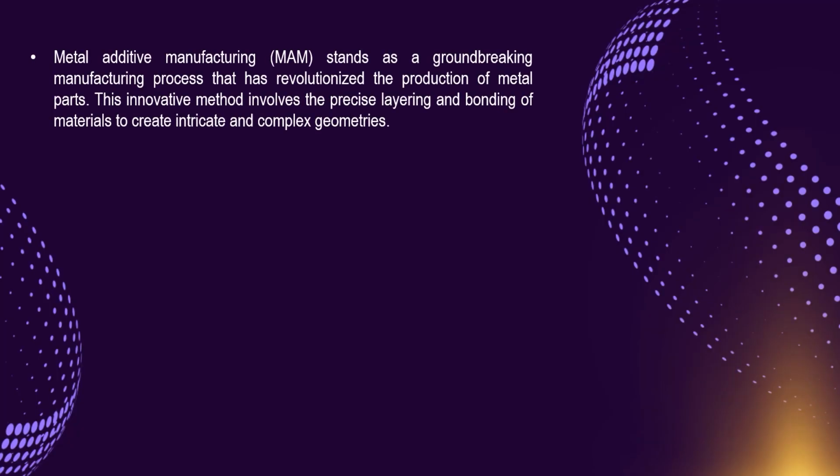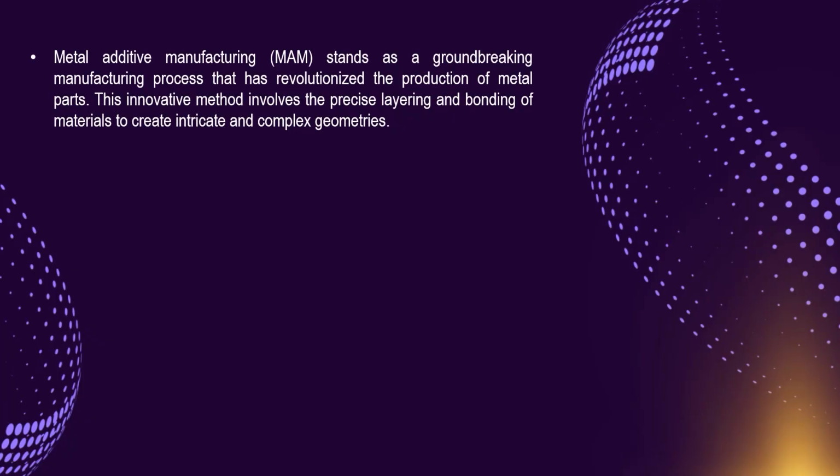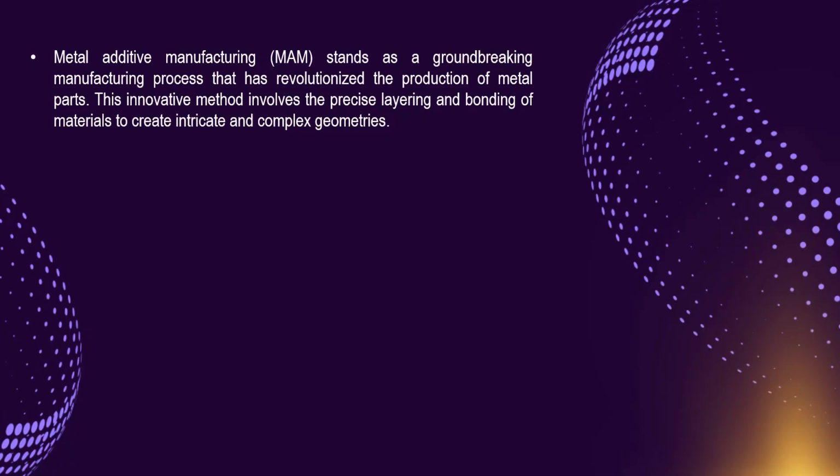So metal additive manufacturing is, of course, a groundbreaking manufacturing process. Of course, it is revolutionary because I can work up to 1700, 1800 degrees Celsius temperature. We are working with Ti6Al4V alloys with a melting range up to 1700 degrees Celsius. So I have precise control of depositing the material layer by layer. Each layer is bonded to the previous layer to create intricate shapes and complex geometries.